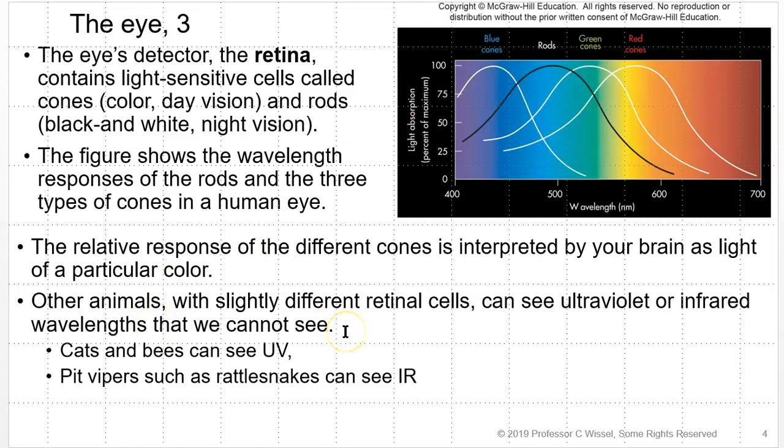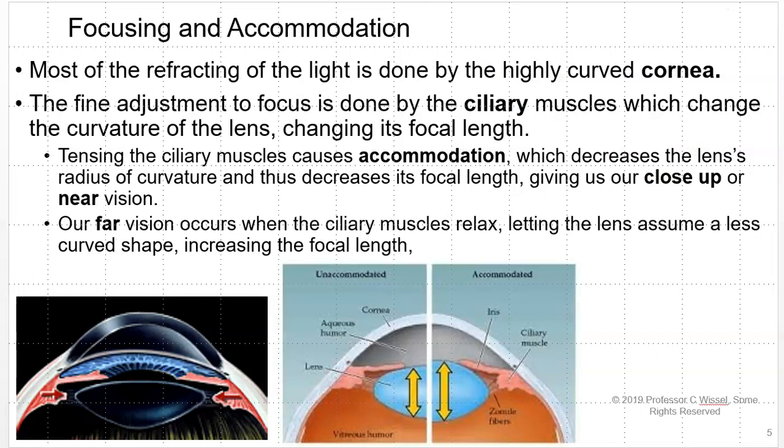The relative response of the different colors in the cones is interpreted by your brain as light of a particular color. Other animals with slightly different retinal cells can see ultraviolet or infrared, the wavelengths that we normally cannot see. Cats and bees can see in UV. Pit vipers, such as rattlesnakes, can sense IR, or infrared.